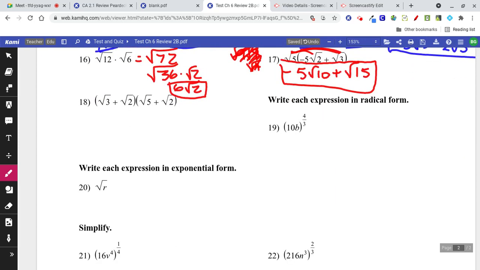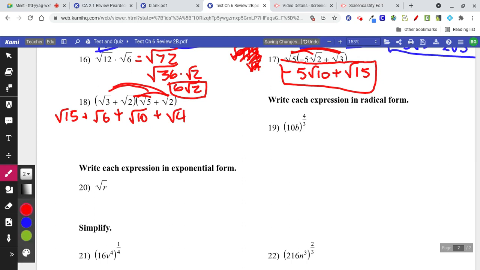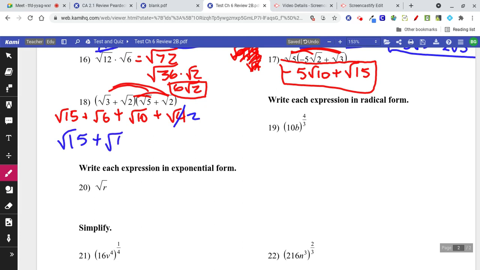Number 18 is a distributive property problem, a double distributive. I'm going to distribute here, I get square root of 15 plus square root of 6. And then I distribute here, I get plus square root of 10 plus square root of 4. Only one of those numbers breaks down. Square root of 4 is 2. And so nothing else really happens. There's nothing else we can really do. We just say that we're going to add them together. Square root of 15 plus square root of 6 plus square root of 10 plus 2.